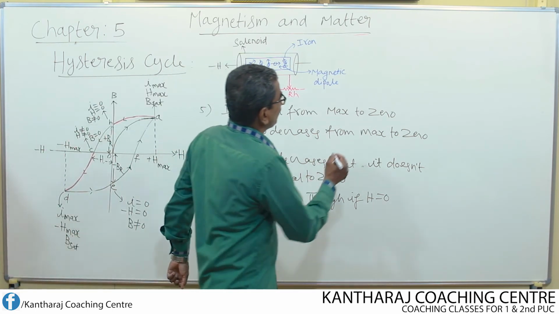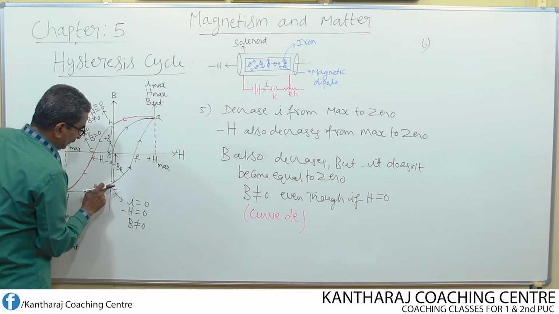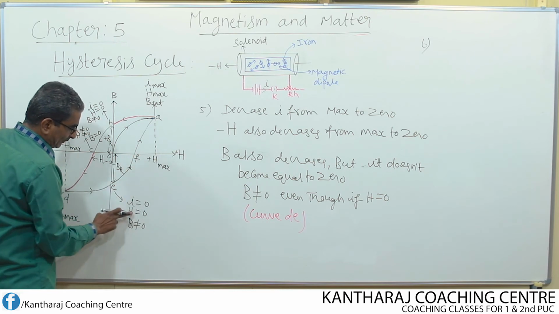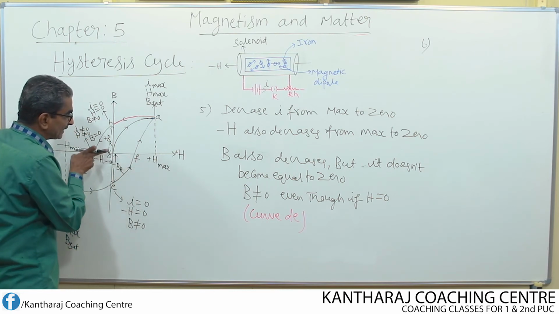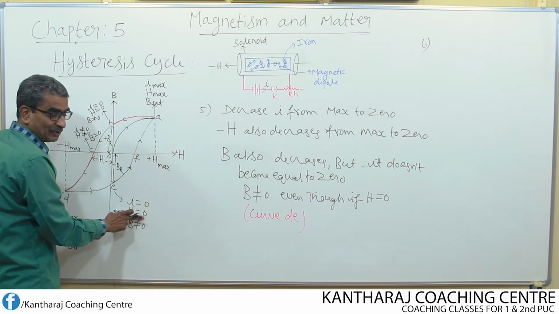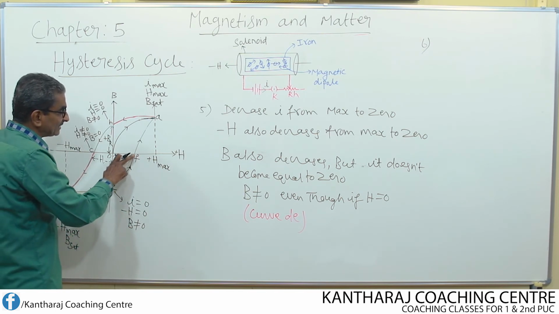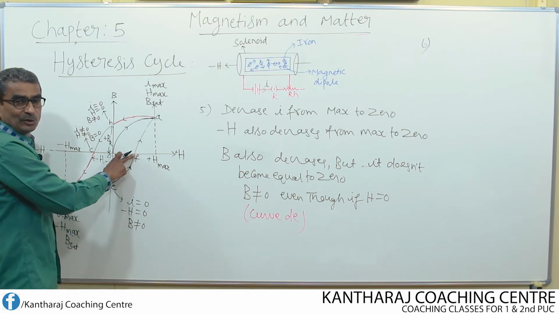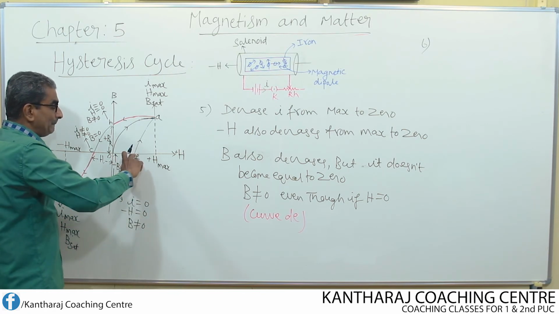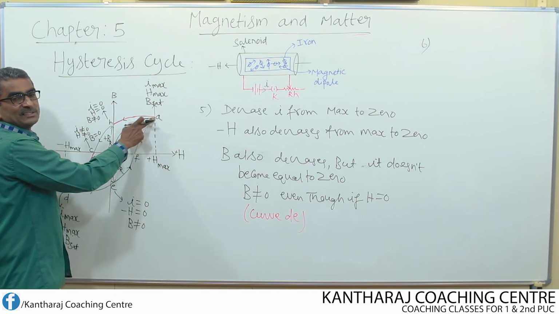Now in the next stage, right from here, we continue to increase the current from 0. We increase the current in which direction? Positive direction. Thereby H also starts increasing from 0. Then what happens to B? Now B starts decreasing. At this point B becomes equal to 0. On increasing H further, B once again starts increasing in which direction? Positive direction, and becomes saturated.